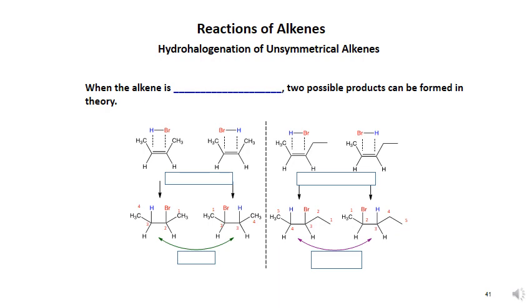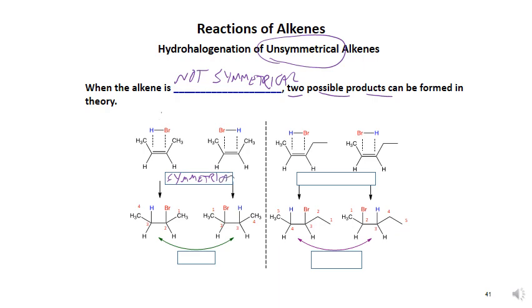But this is where we start to get a little bit more interesting and a little bit more complicated, and that's with unsymmetrical or asymmetrical alkenes. When the alkene is not symmetrical, you can make two possible products. Now this is symmetrical, right? You can see that, right?